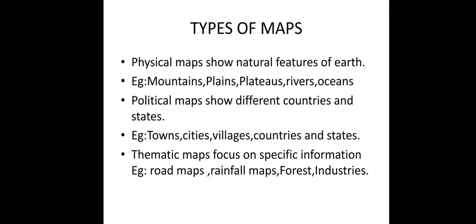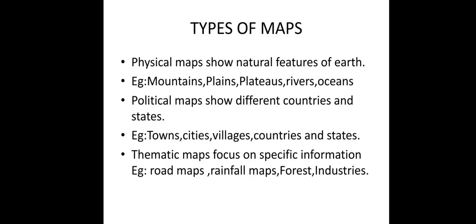We broadly divide the types of maps into three: physical map, political map and thematic map. A physical map means all the natural features that are given by God. What are the natural features? For example, mountains, rivers, plains, plateaus, oceans, everything created by God. These are the natural features of the earth. It is called a physical map.